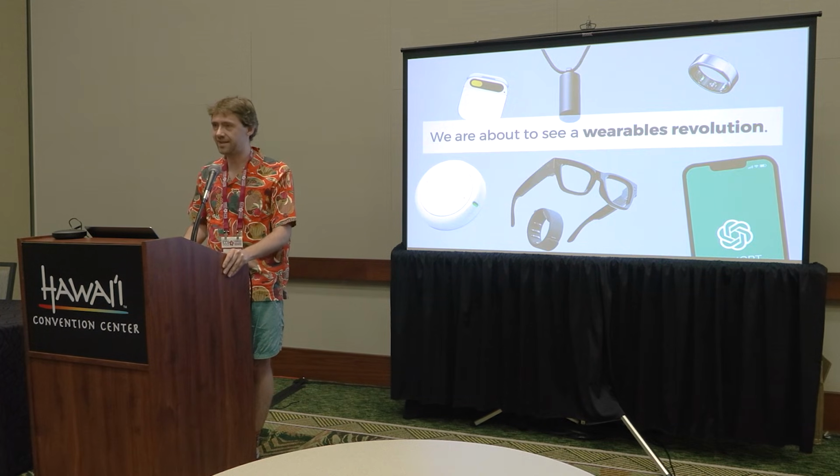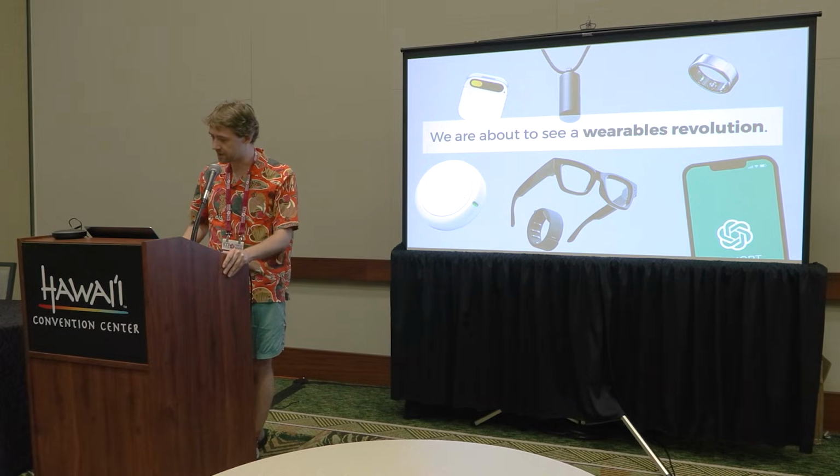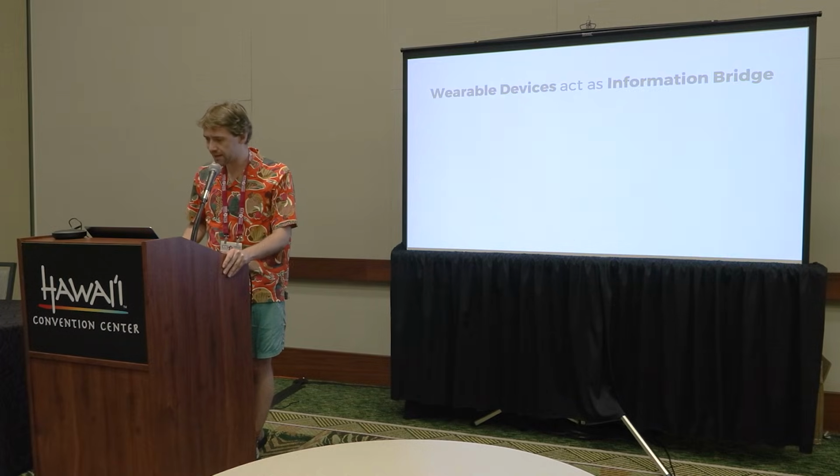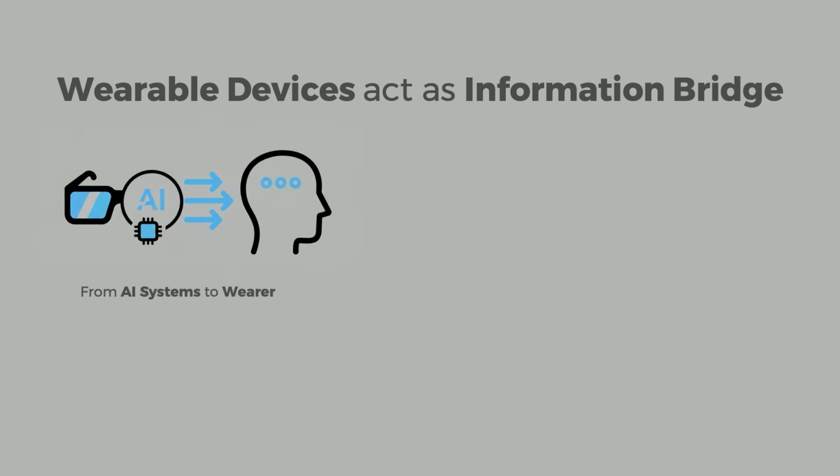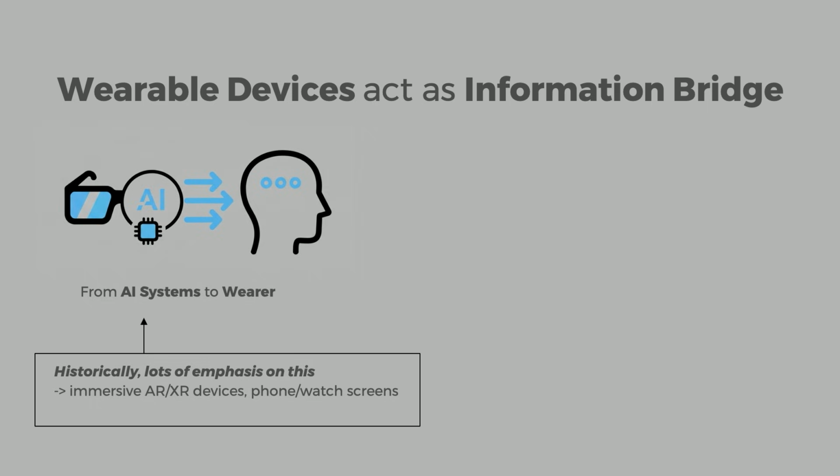Now, there's nothing new here. Every good sci-fi movie has its version of some device that allows you to interact with AI systems. Fundamentally, these devices act as an information bridge between AI systems and digital systems, and you as a human being out in the physical world. And that goes in two directions. First, it goes from AI systems and digital information to you as a human. And historically, that's where a lot of the emphasis has been.